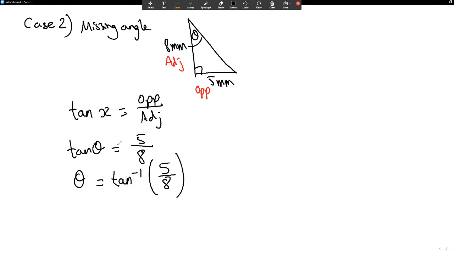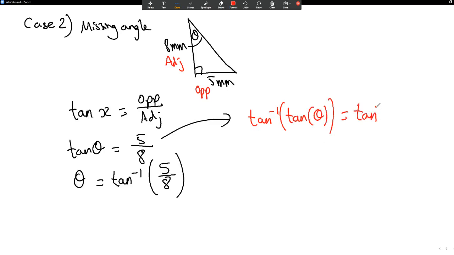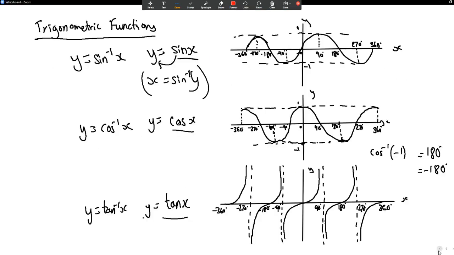In fact, what we're doing here is just applying the inverse function to both sides, like that. And because we've applied it to both sides, the equation doesn't change. But the inverse of tan and tan cancel out. Now, you don't need to know why they cancel out, but if we go back to the graphs, I can give you a reason why.